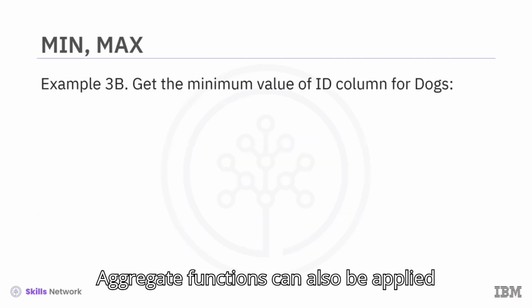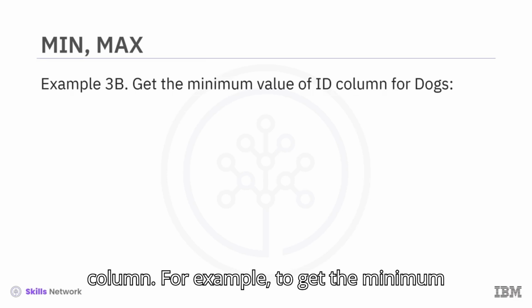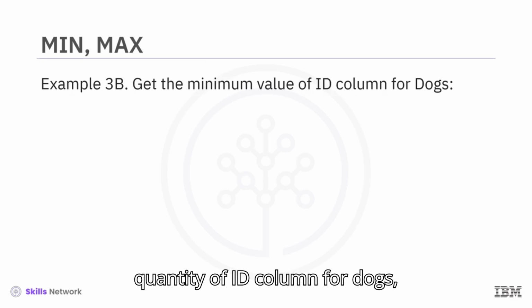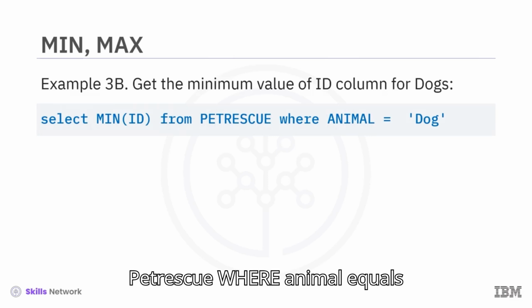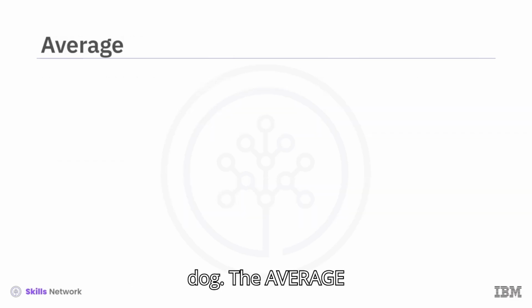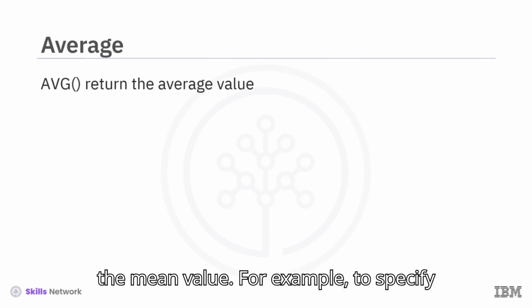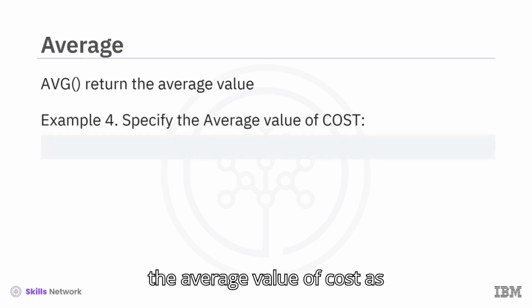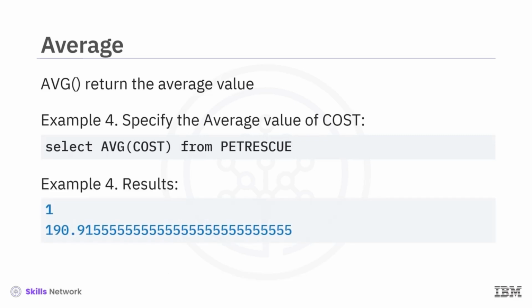Aggregate functions can also be applied on a subset of data instead of an entire column. For example, to get the minimum of the ID column for dogs: select min(ID) from pet rescue where animal equals dog. The average function is used to return the average or the mean value. For example, to specify the average value of cost: select average(cost) from pet rescue.